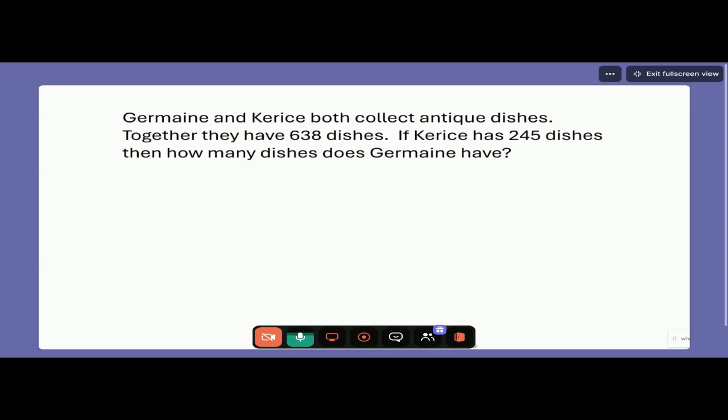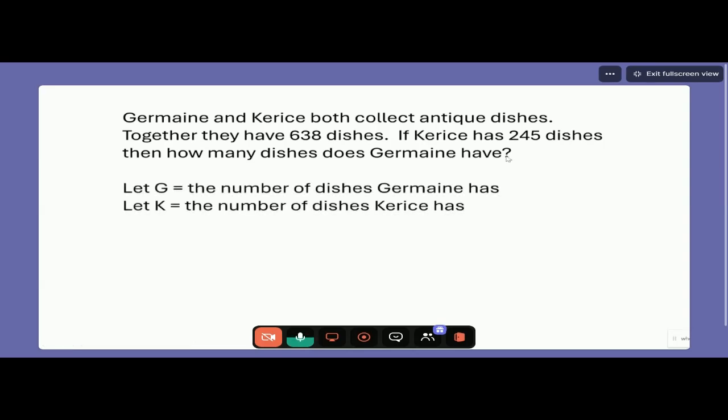Okay, so first thing we want to do is define some variables, mainly the thing we're trying to find here. And in this case, that is how many dishes does Jermaine have? I'm actually going to throw two variables here. You actually don't need to because you know how many Carice has, right? But this is one way you could look at this question and it might help us to think about it. So we're going to let G be the number of dishes Jermaine has, K be the number of dishes Carice has.